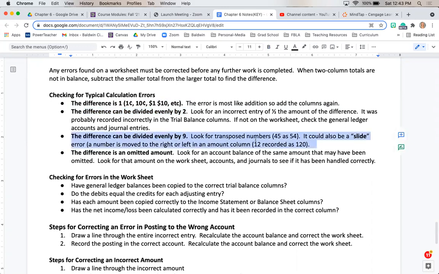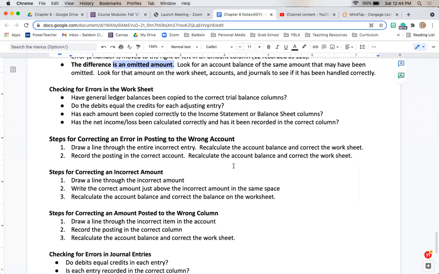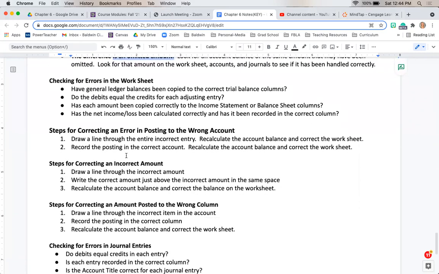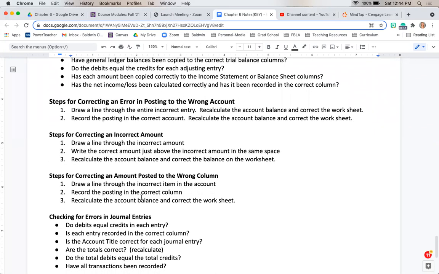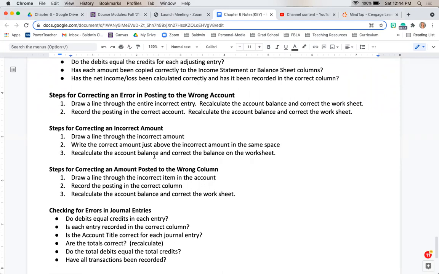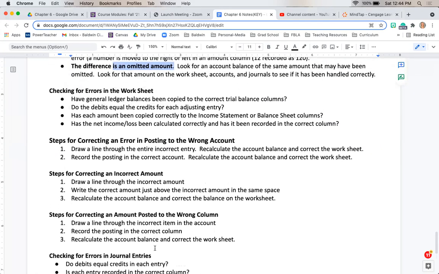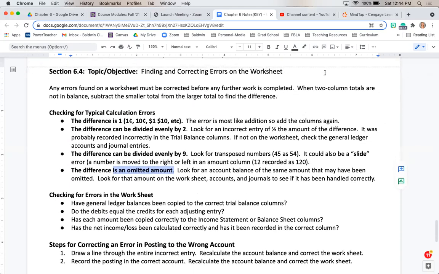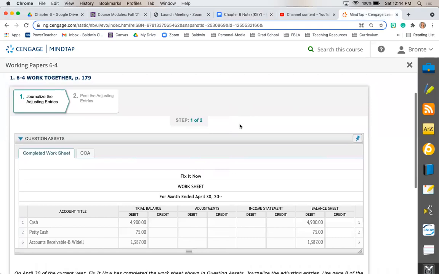If the error can be divided by 9, then that's called a slide or a transpose error, meaning that you just flipped numbers around. So instead of doing 45, you accidentally inputted 54 or vice versa. And sometimes if we're off big time, maybe it's because we forgot to record an amount on the debit side or the credit side. So read through checking for errors in the worksheet, steps for correcting, and then steps for correcting in the journal entry. So please read through that. You'll see some of those questions on your test and your study guide. But now we're going to go to MindTap and journalize those adjusting entries.